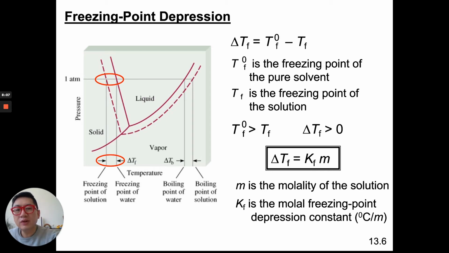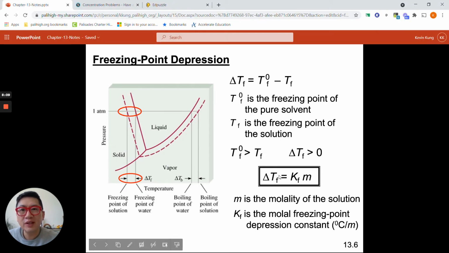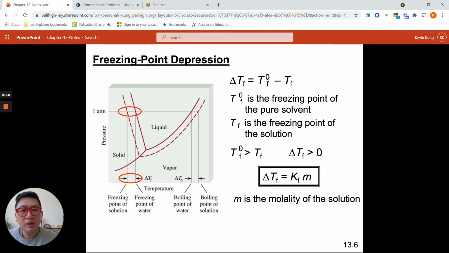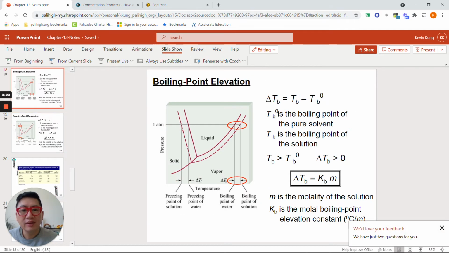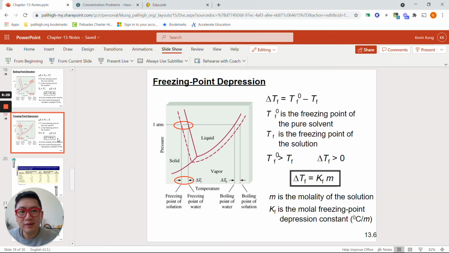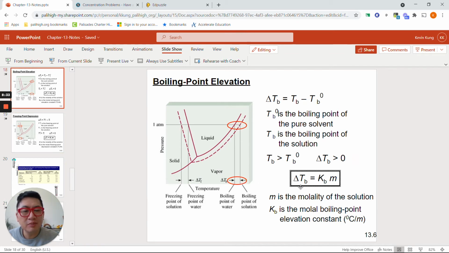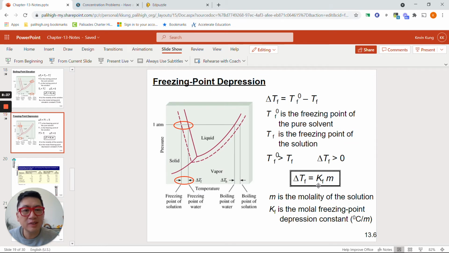Let me go back and forth between those two slides. So we have here delta TF is equal to KF times m. What about the boiling one? It's delta TB is equal to KB times m. Freezing point. Let me try to get back there. Delta TF is equal to KF times m. Boiling one, delta TB equals KB times m. Freezing one, delta TF equals KF times m.